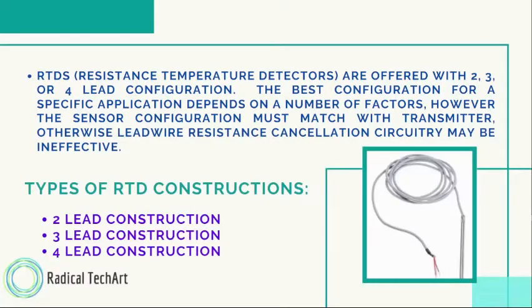So the RTDs are offered with 2, 3 or 4 lead configuration. The best configuration for a specific application depends on a number of factors. However, the sensor configuration must match with the transmitter, otherwise lead wire resistance cancellation circuitry may be ineffective. So the types of RTD constructions are 2 lead construction, 3 lead construction and 4 lead construction. So let's talk about these three categories in brief.